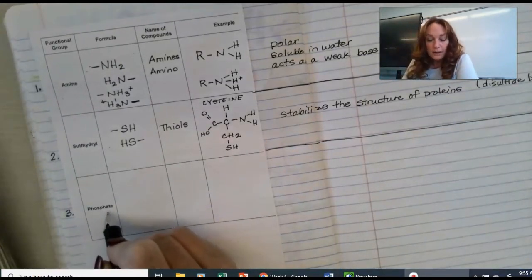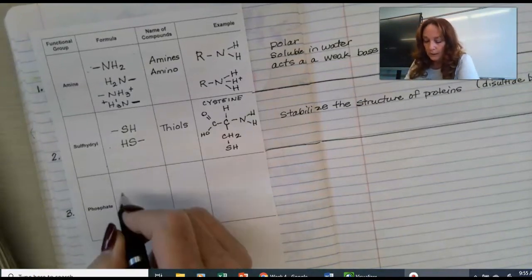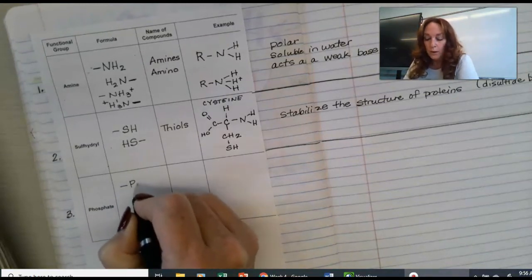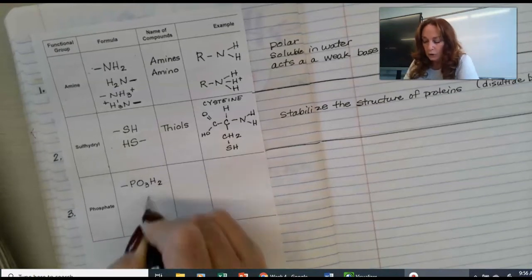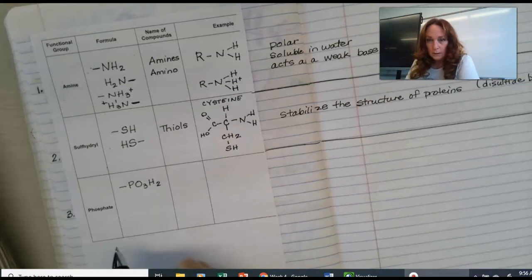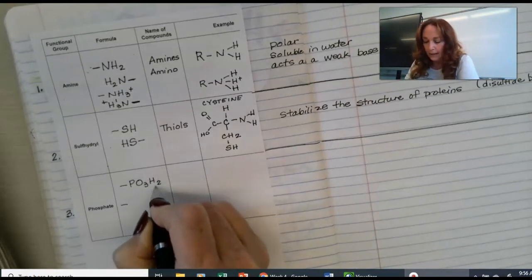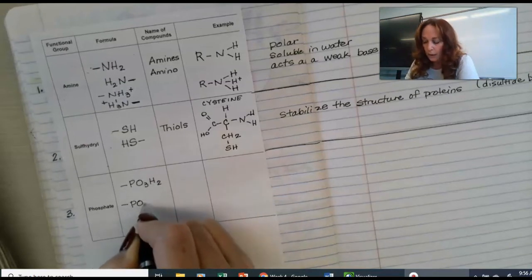So for a phosphate group, in general, it's going to be a phosphate fully oxidized. So that's going to be with oxygen, so it's PO3H2, or the hydrogens can dissociate, so it can lose the hydrogens.